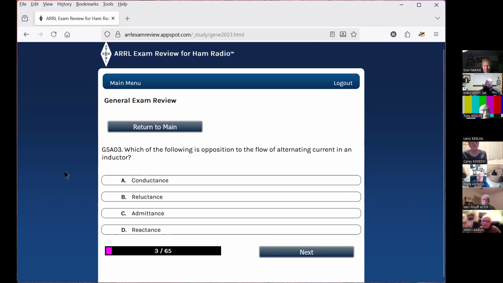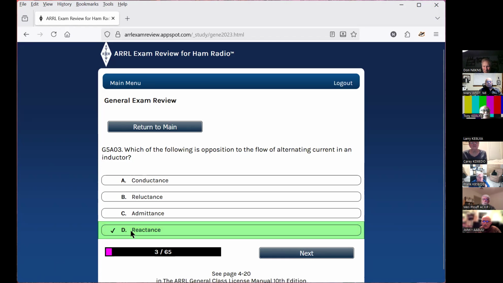Which of the following is opposition to the flow of alternating current in an inductor? A, conductance, B, reluctance, C, admittance, or D, reactance? Reactance again. Definitely. Yep. D. Yeah, it's D. It has to be D. Those other three are valid terms, but we haven't really talked about them.